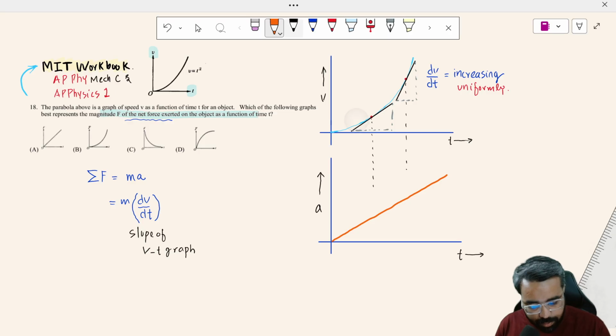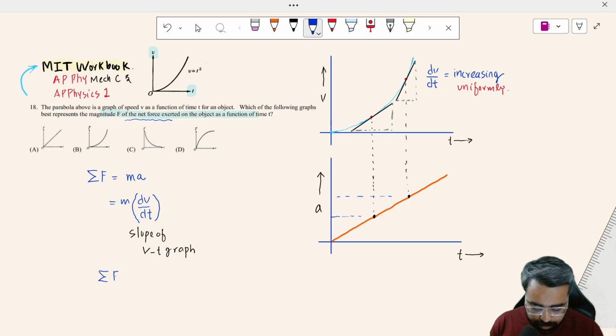You can see that at this point acceleration is small, but at this point acceleration has a greater magnitude. So if acceleration is increasing like this, what is the force? Net force is directly proportional to acceleration. So if the acceleration-time graph is like this uniformly increasing graph, then the force-time graph must be like this.